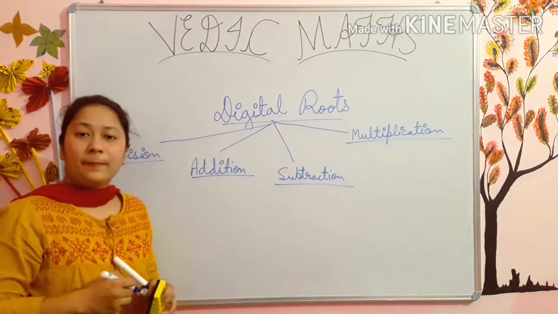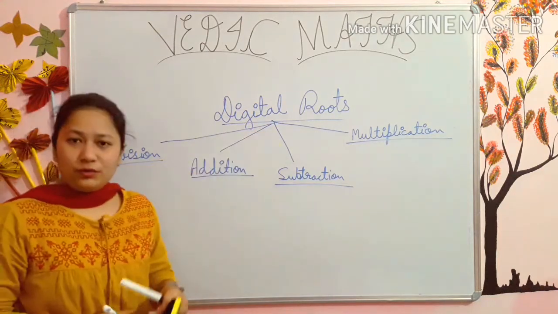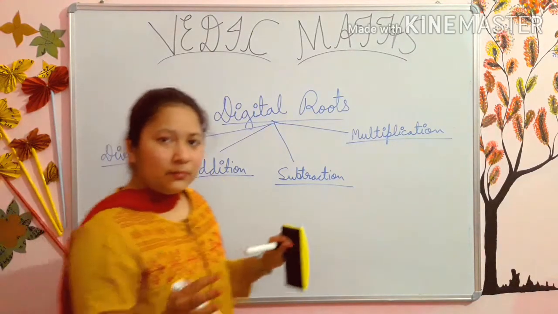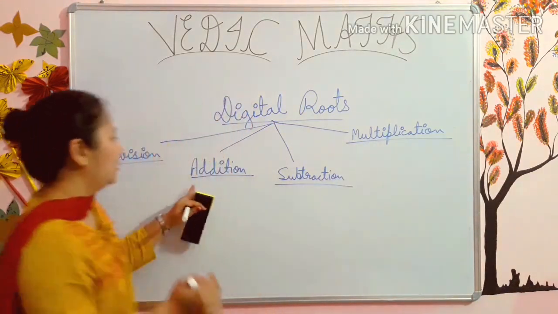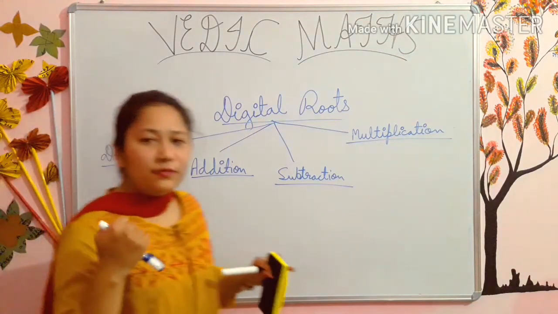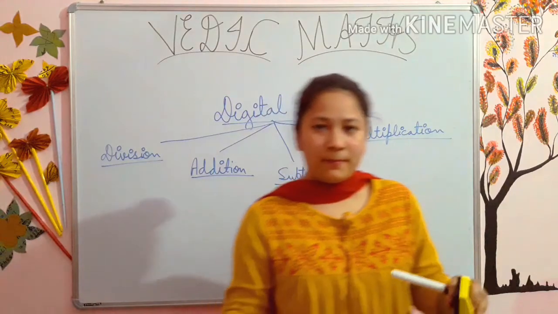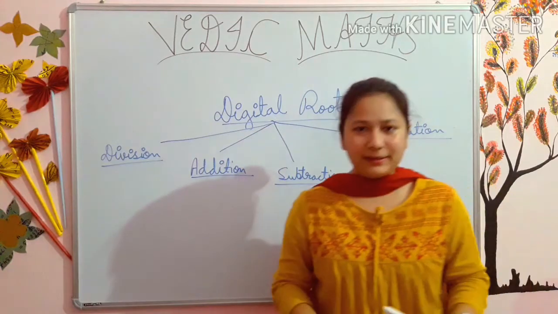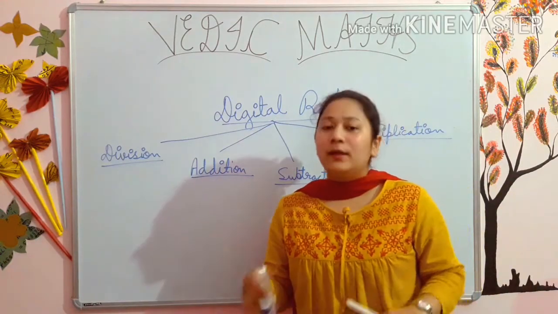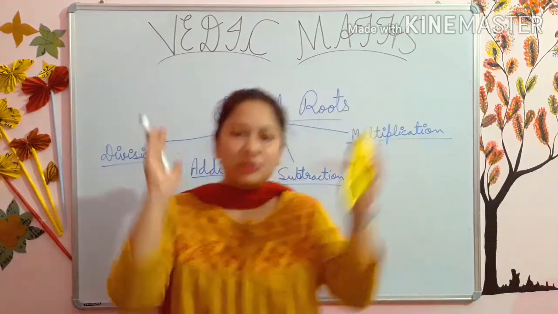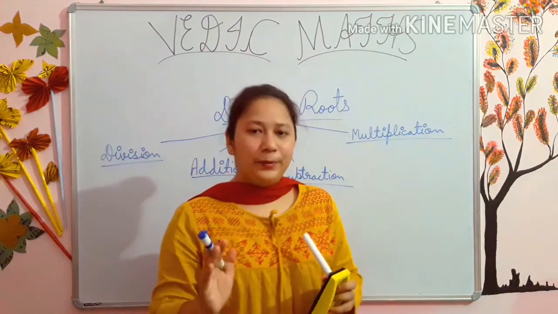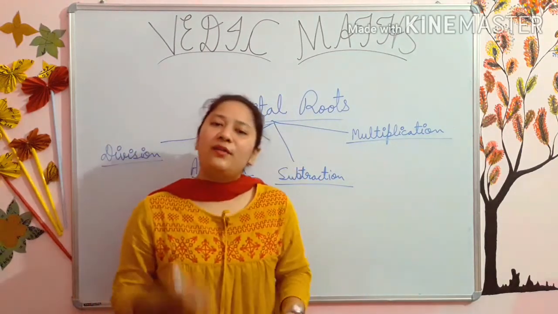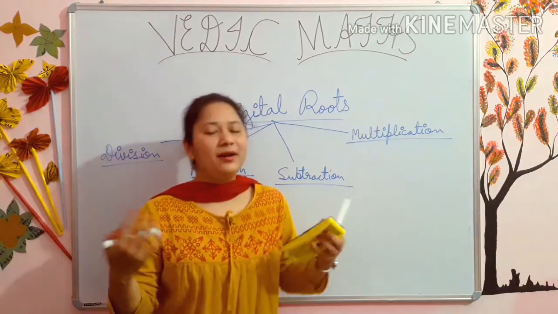Now students listen. With the help of digital roots, you can check your sum. The sum of multiplication, subtraction, addition and division. If you have done any addition sum and you have to check that addition sum, so you can use this digital root method. As I have told you earlier, these digital roots help you to check the sum without redoing it. You do not need to do the sum again. With the help of this digital root, you can find out your answer is right or wrong.